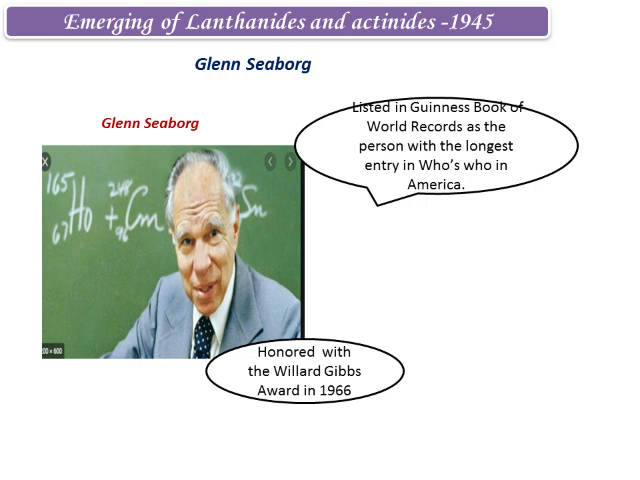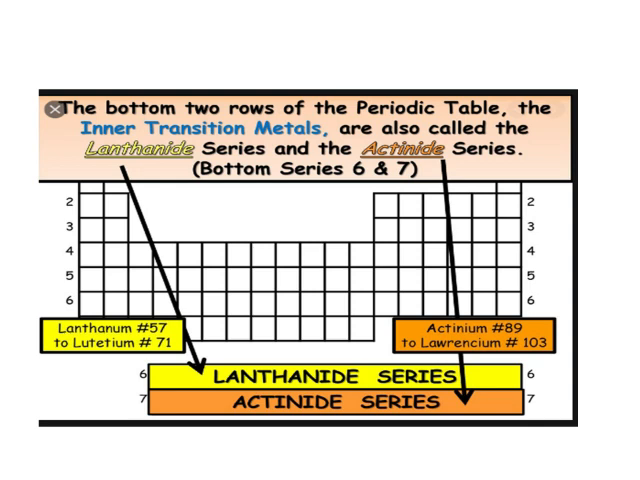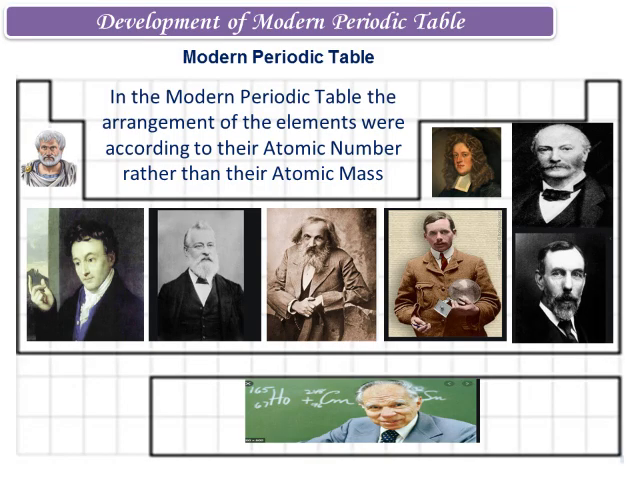In 1945, Glenn Seaborg identified the lanthanides and actinides with atomic number greater than 92, which are usually placed below the periodic table. The bottom two rows of the periodic table, the inner transition metals, are also called the lanthanide series and actinide series. Bottom series 6 and 7. So lanthanide series, actinide series. He was honored with the Willard Gibbs Award in 1966.